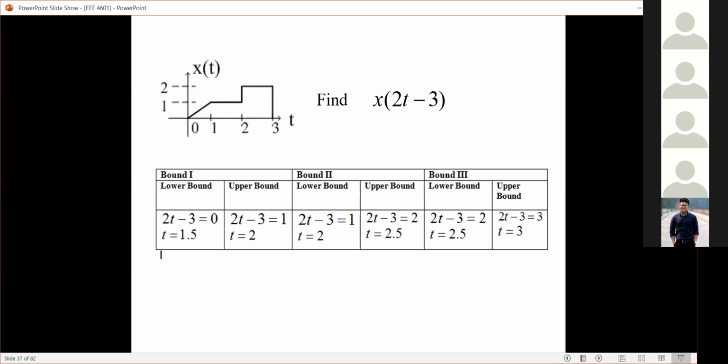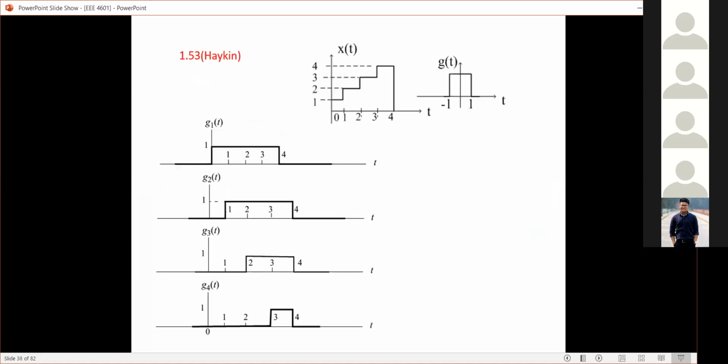Bound 1 is from 0 to 1. You find the lower and upper bound of this part. Similarly, you apply the same thing for your bound 2 and your third bound. Then all these times will be calculated in the same way, and you can sketch your signal easily. This is the decomposition of your signal into multiple signals.